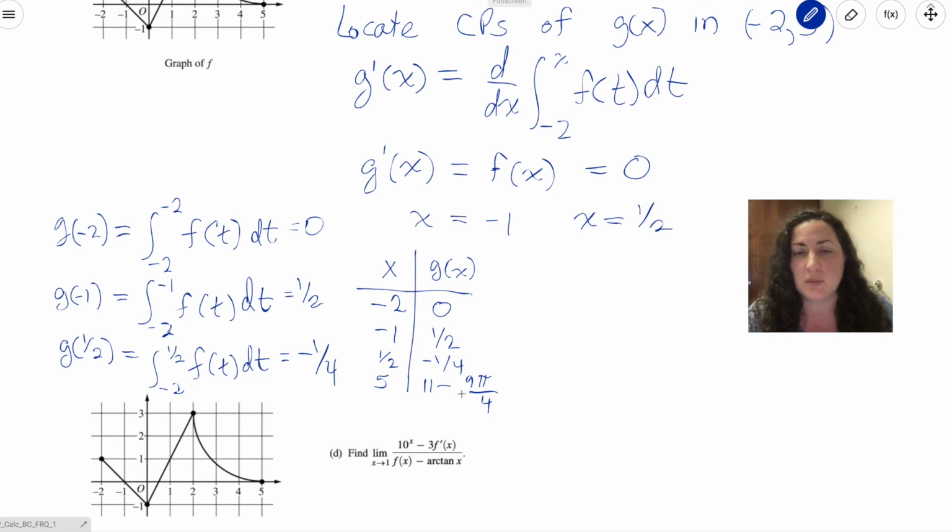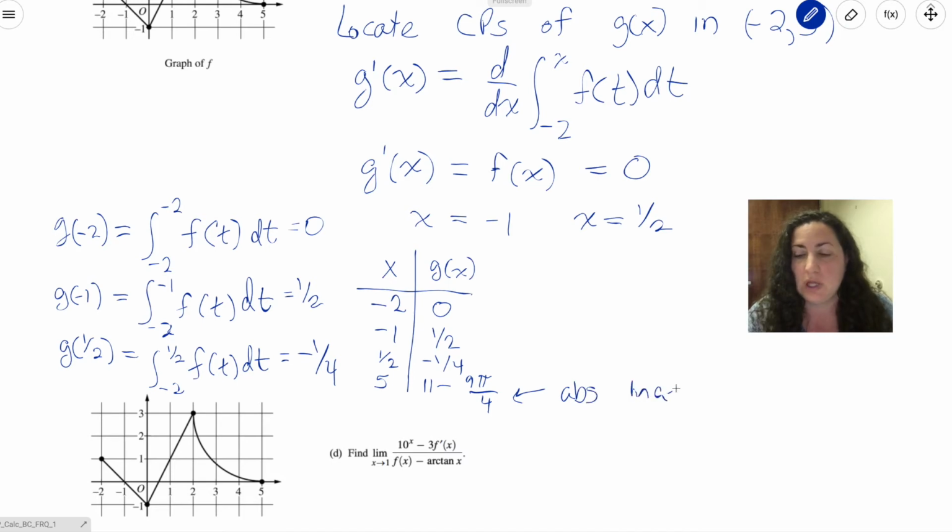And the biggest one is going to be this one. And you can just double check to make sure. You know, pi is a little bigger than 3, 9/4 is a little bigger than 2, so this is a little bit bigger than 6. So 11 minus 6 is about 5, much bigger than 1/2. So this is definitely going to be the absolute max.